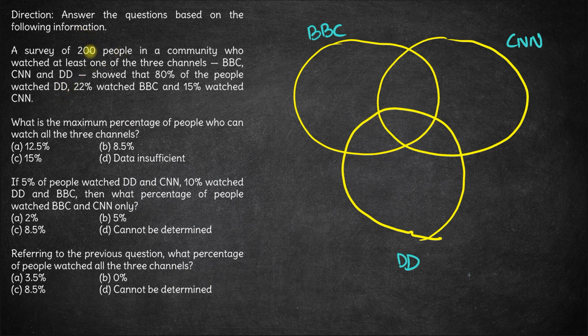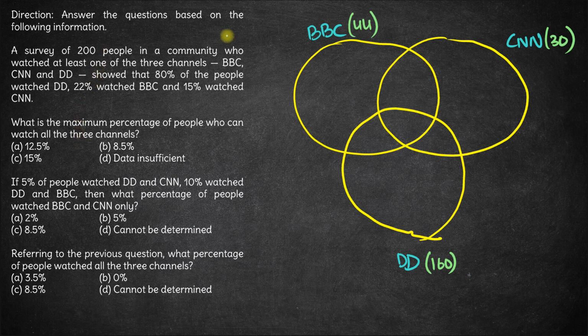80% of 200 is 160. So 160 watched DD. 22% of 200 is 44 watched BBC. And 15% watched CNN. 15% of 200 is 30. So 30 watched CNN. Now let us look at the questions. What is the maximum percentage of people who can watch all the three channels?